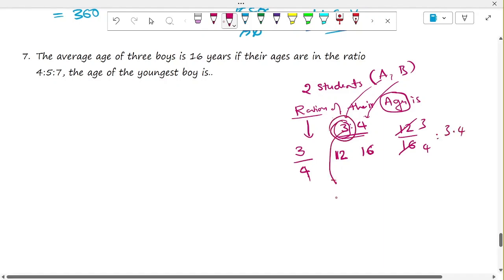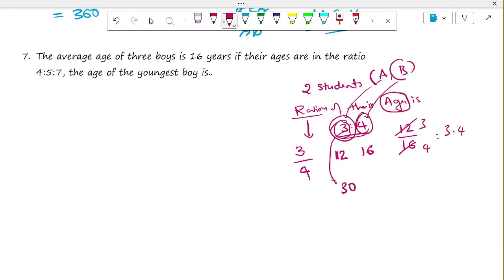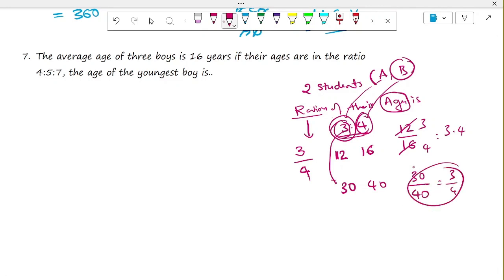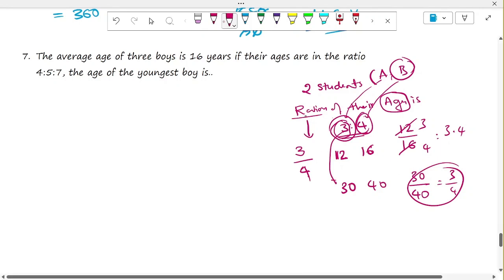If the age of this person A is 30, then what will be the age of B? It will be 40, because when you take the ratio 30 and 40, you should get 3 is to 4. I hope you understood the ratio concept. They have actually combined the concept of ratio and the average in this question. So you will get combo questions like this, a combination of different concepts. Okay. Now, if you have understood this concept, we'll try to solve this one.